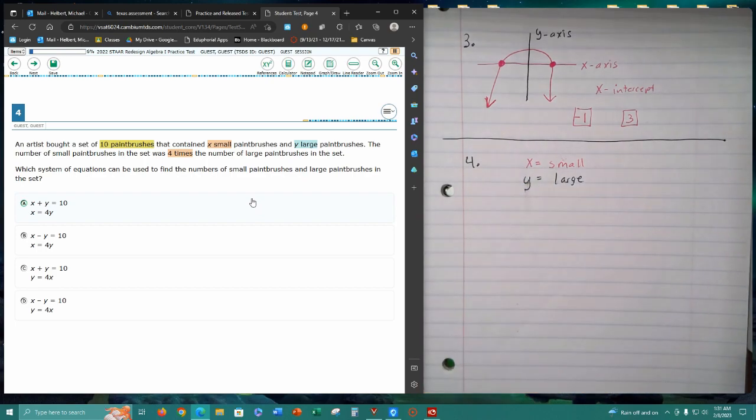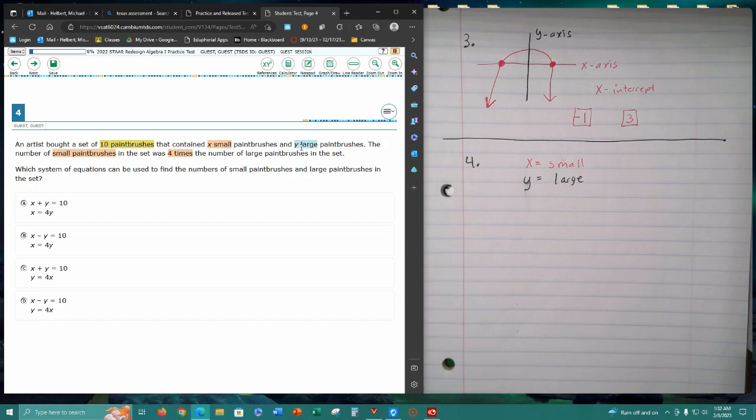Now, it didn't tell me how many large paintbrushes we had, but we did get some insight of how many small paintbrushes we had. And notice it says the number of small paintbrushes, so I'm going to highlight that real quick, in the set was 4 times the number of large paintbrushes. So remember, anytime we hear number, you just put a variable in its place. So it's 4 times the number of large paintbrushes. Now remember, large paintbrushes is represented by the variable y.